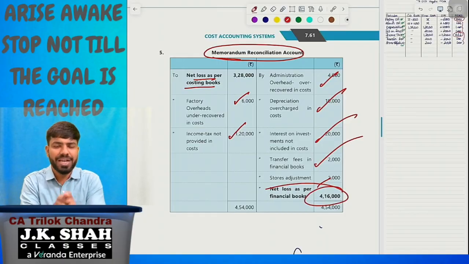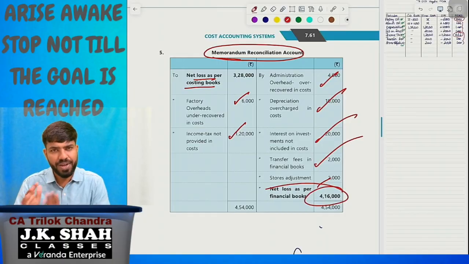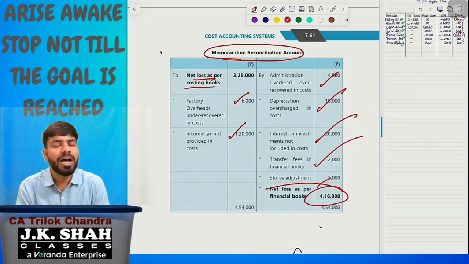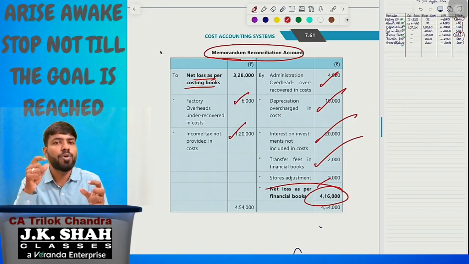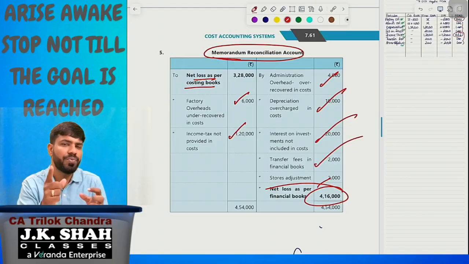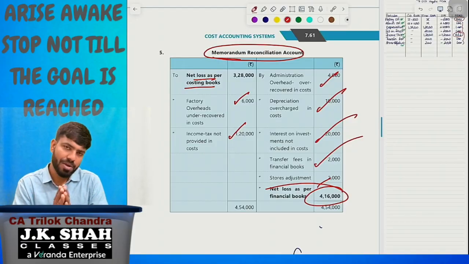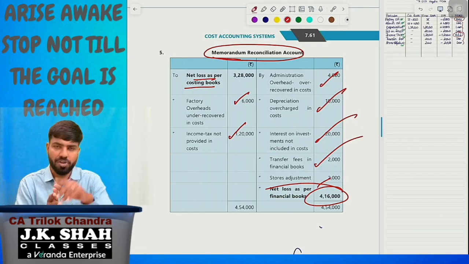For your convenience, this PDF without fail I am going to attach in the description, and I am going to add the link of the under or over absorption concept video. Please go through that video, very, very useful. Before solving this question, please go through the under or over absorption of overheads concept.